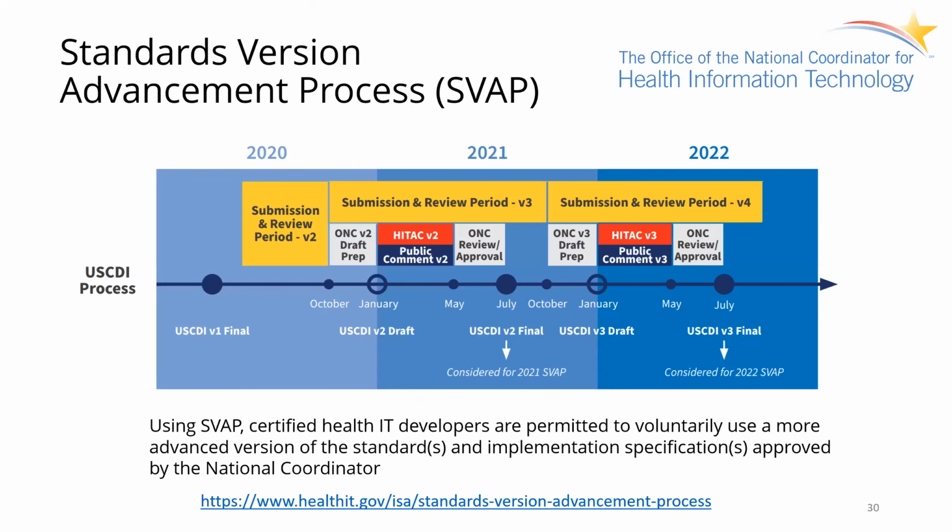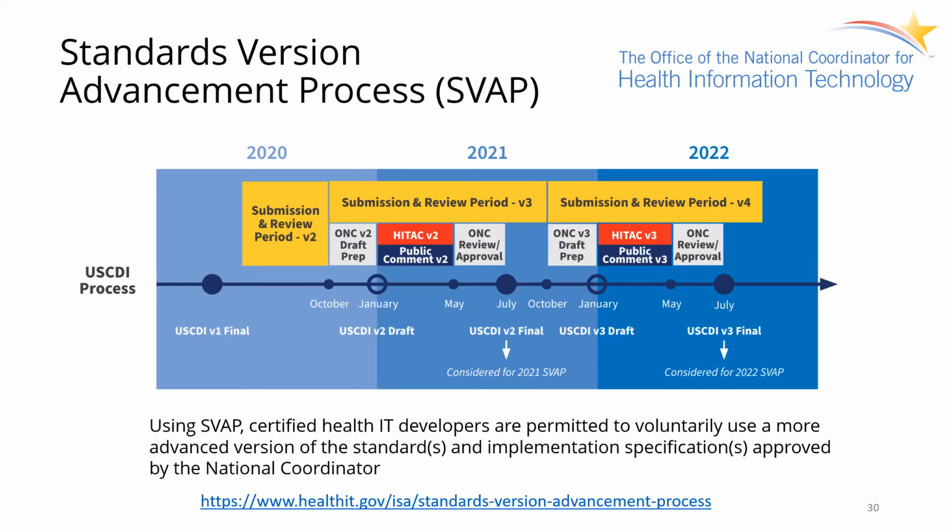Okay, so this is a bit of information for everybody. So the Office of National Coordinator has this standards version advancement process, and it allows IT developers to voluntarily adopt more advanced versions of the standard in anticipation or not of new regulations, but this is a voluntary effort. And then we have a roadmap.